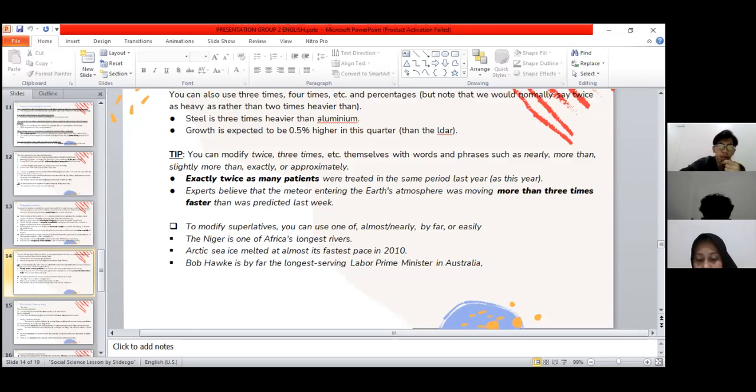Example, the Nile is one of Africa's longest rivers. The Arctic Sea is melting at almost its fastest pace in 2020. Bob Hawke is by far the longest serving Labor Prime Minister in Australia. Next.